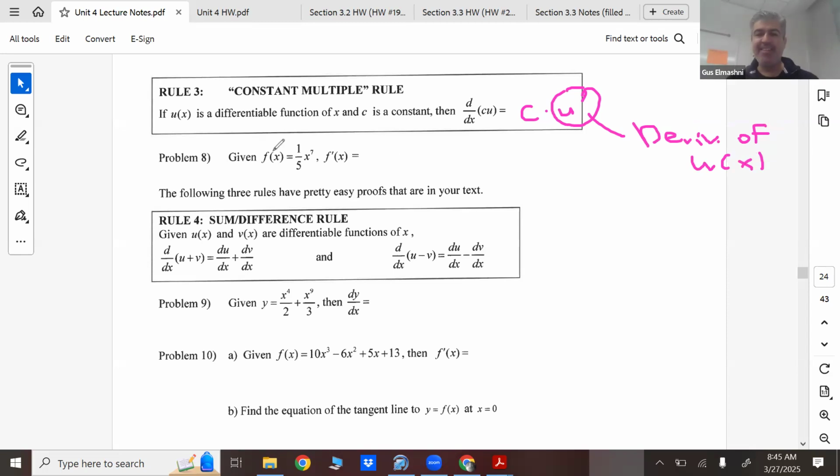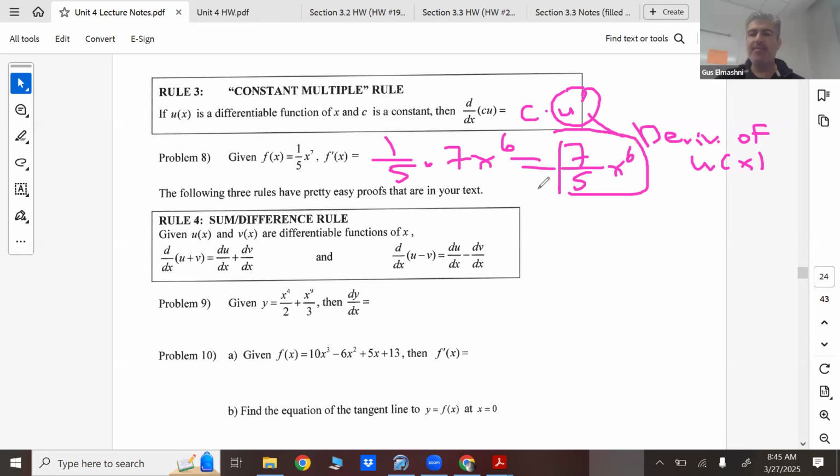So this one here, again, we know it's going to happen. It's 1/5 times what? Yep, that's it. Or if you want to clean up just a tad, you can say 7/5 x6. So it's always pretty easy stuff.